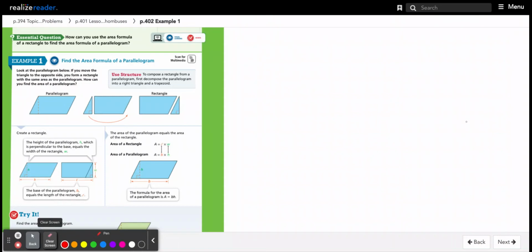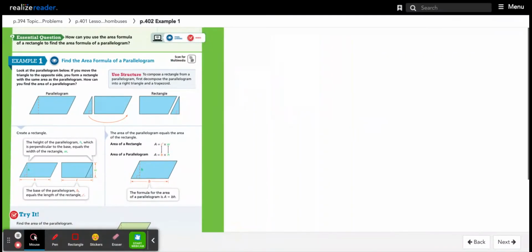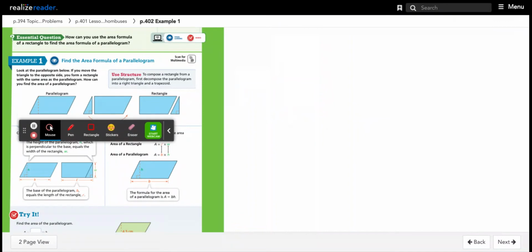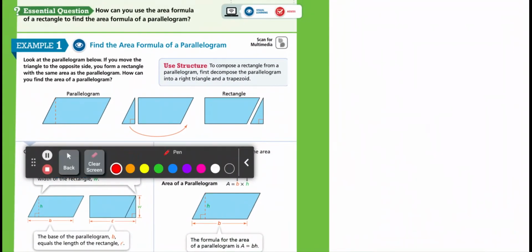So when we find the area of a parallelogram and of a rhombus, we use the formula that we use for finding the area of a rectangle or of a square. And that formula is area equals base times height. So you have to remember that. Area equals base times height. And let's look at why we can use that formula with parallelograms and rhombuses.